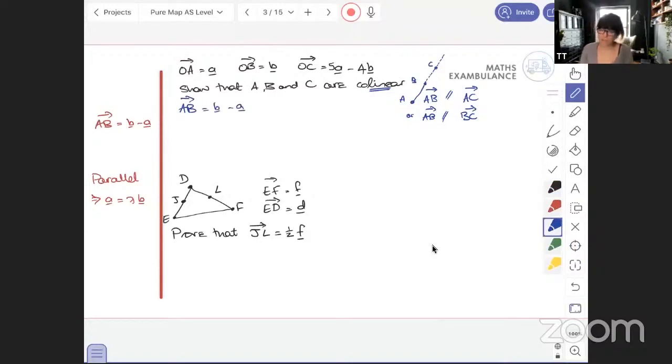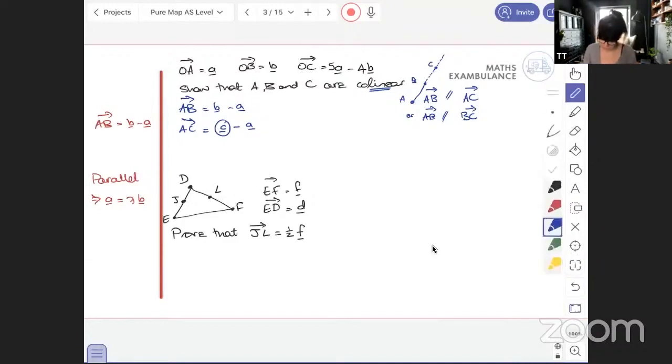Okay, A to B is B minus A. And A to C is C minus A. But what's this? I don't know what that is. It's how you get from the origin to the point C. So how would I get from the origin to the point C? Well, I'm told how to do that here. There's the origin to the point C.